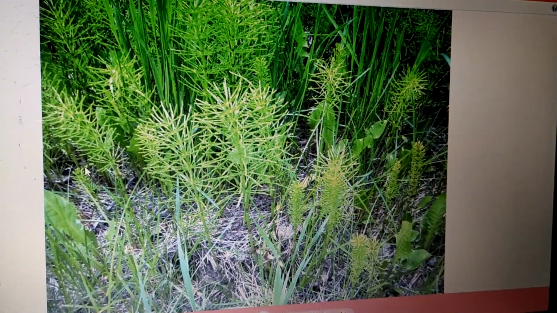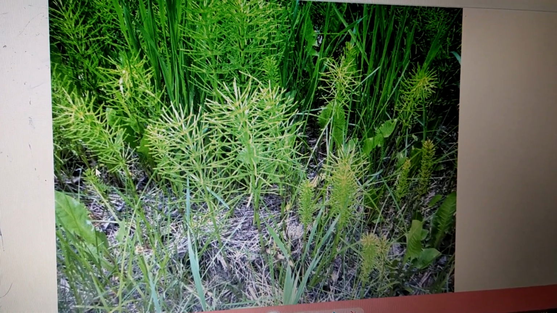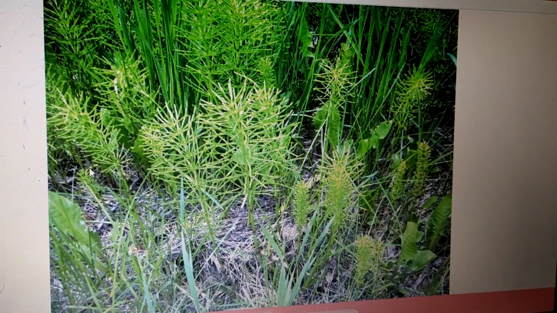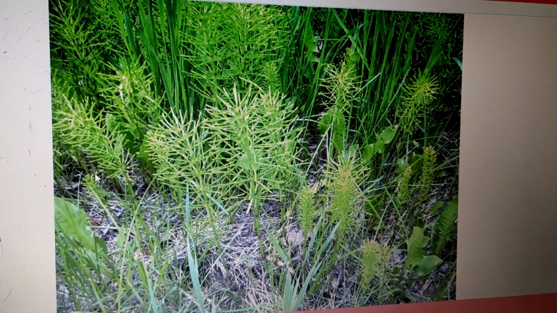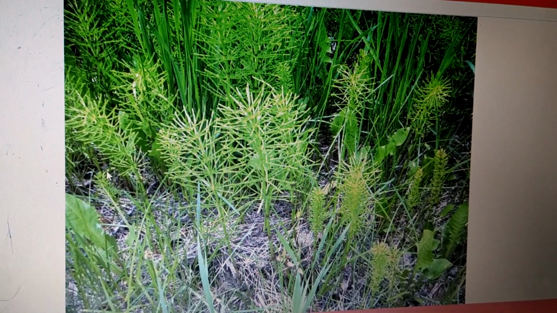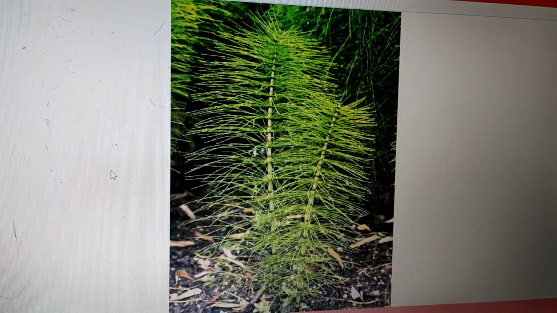Now some of the species of Equisetum are also known as indicators of the mineral content of the soil. They accumulate the minerals present in the soil. That's the reason they are used to explore sites wherever there is ore deposition.